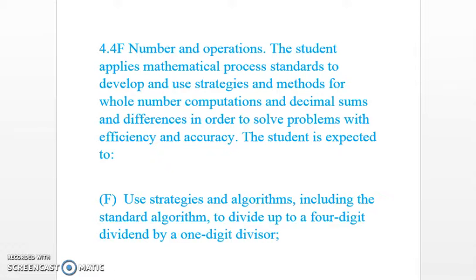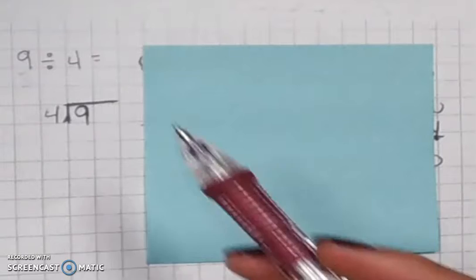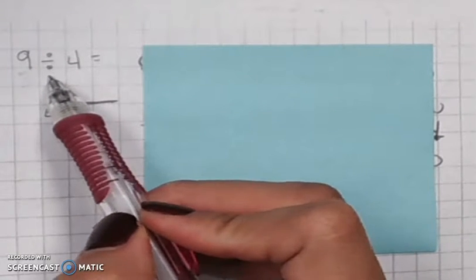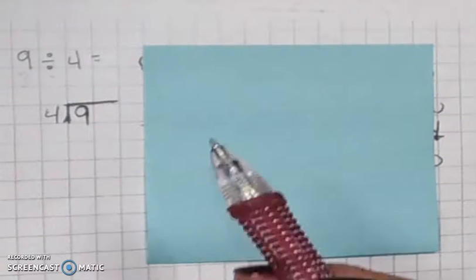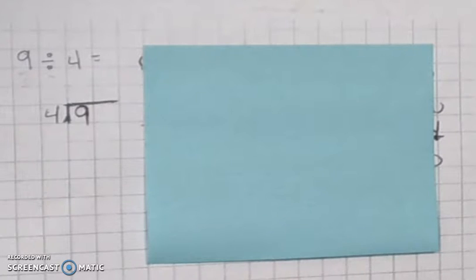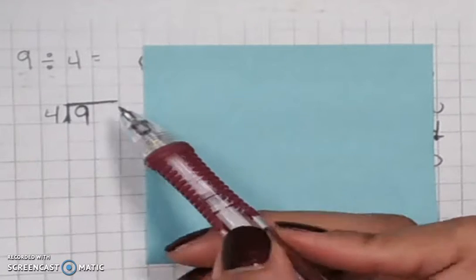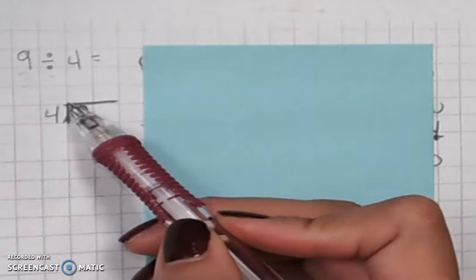Alright, let's start with a sample problem. Before, when you had a division problem, you were used to seeing this symbol for division. But now, as you remember from the standard, we're going to have dividends that are up to 4 digits. So the new symbol that we are also going to be using for division is this symbol right here.